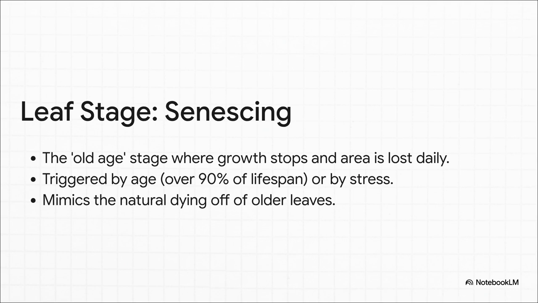And the final stage in any leaf's life is senescing. This is basically old age. Growth just stops cold. In fact, the leaf starts to slowly lose its area, just like how older leaves on a real plant yellow and die off to send their energy to the newer, more productive leaves. And as we're about to see, stress can kick a leaf into this stage way too early.